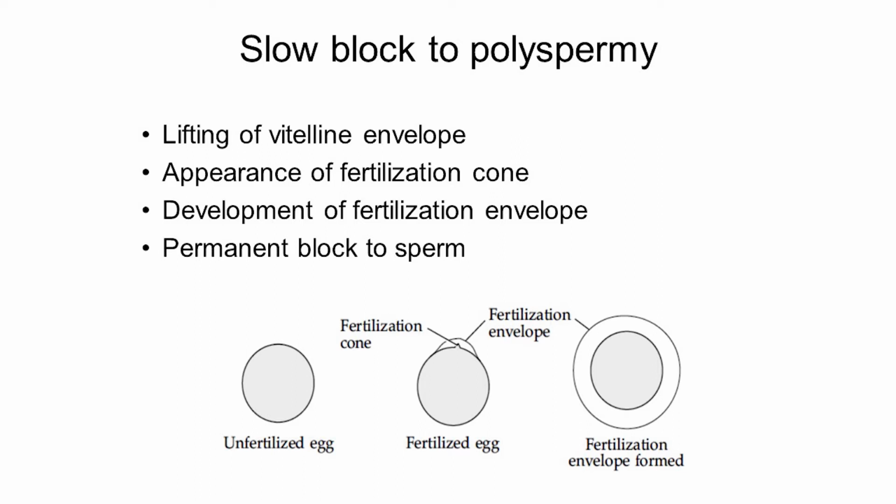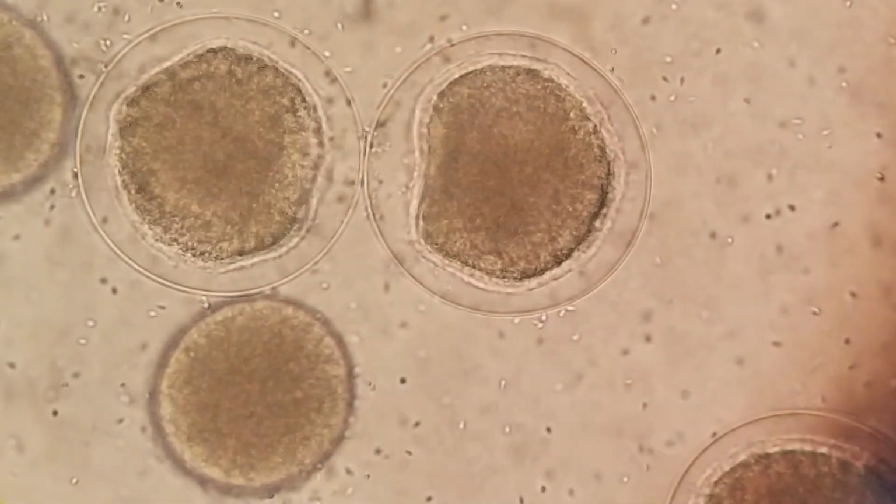Now, this initial lifting of the vitelline envelope away from the cell membrane results in the formation of the fertilization cone, which is the first visual cue that fertilization has taken place. As the vitelline envelope continues to separate, we then see the formation of the fertilization envelope. And here's a picture taken through a microscope in a previous semester of Bio 153 lab showing the fertilization envelope around sea urchin egg cells that have been fertilized.